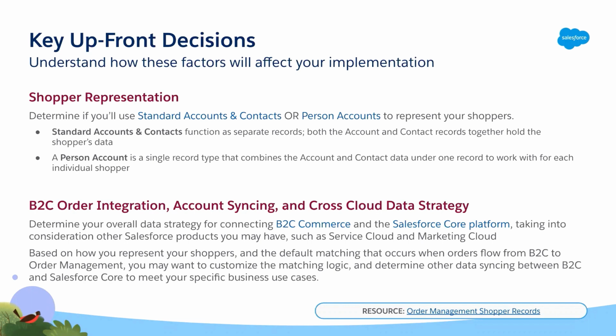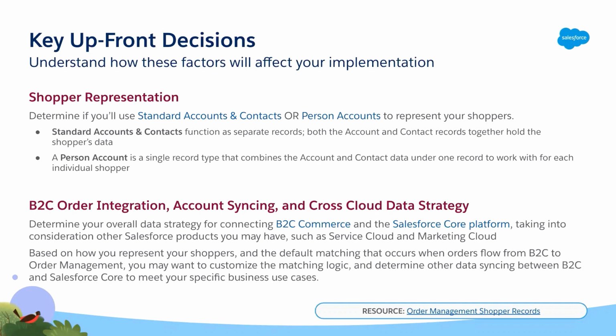Order management always uses standard accounts and contacts to represent business shoppers, which it identifies by the presence of a company name in an order's billing address. And by default, it also represents individual shoppers with standard accounts and contacts. You do have the choice to represent individual shoppers with person accounts instead by activating the person accounts for shoppers setting according to the procedure in the Salesforce Order Management Implementation Guide. It is important to note that person accounts do require prior setup in your org before you can use them with order management.